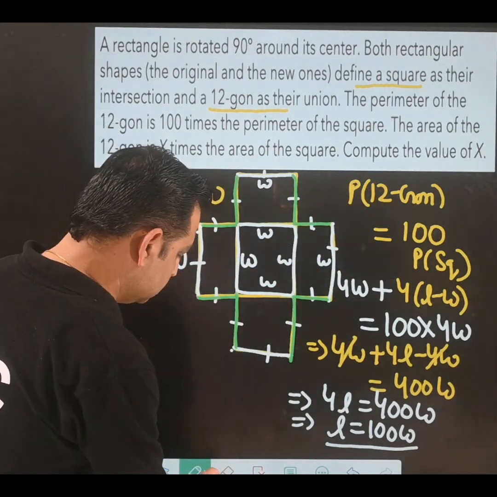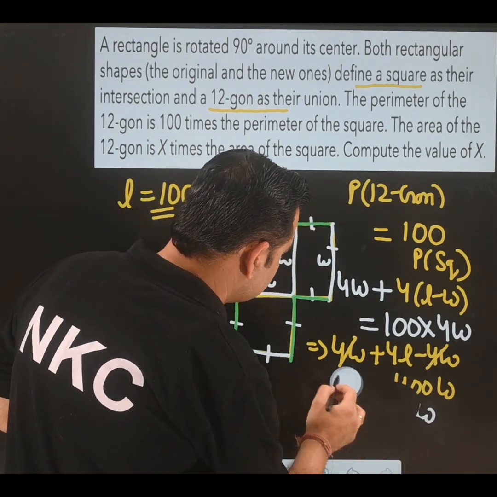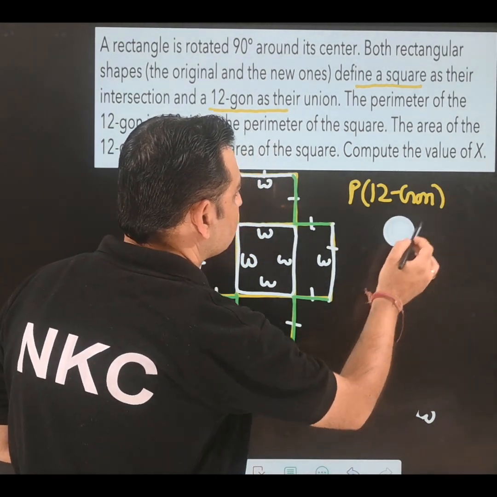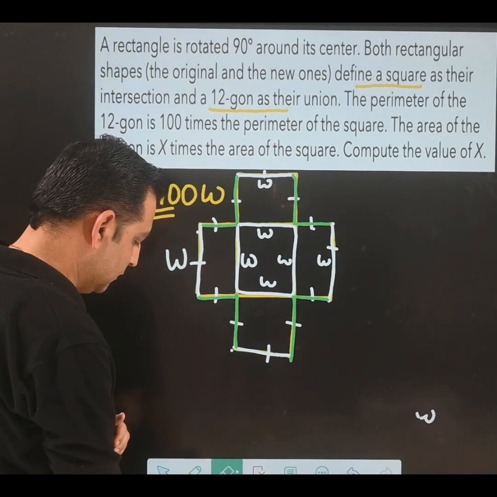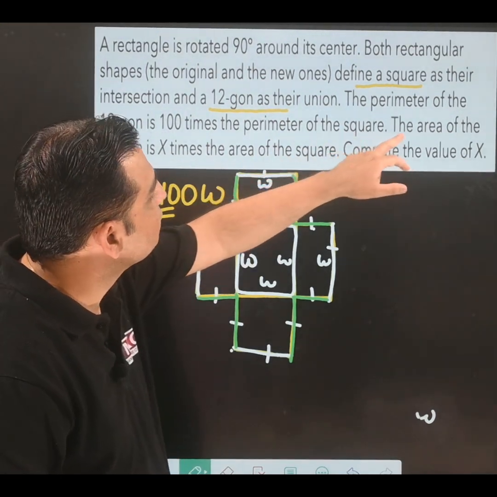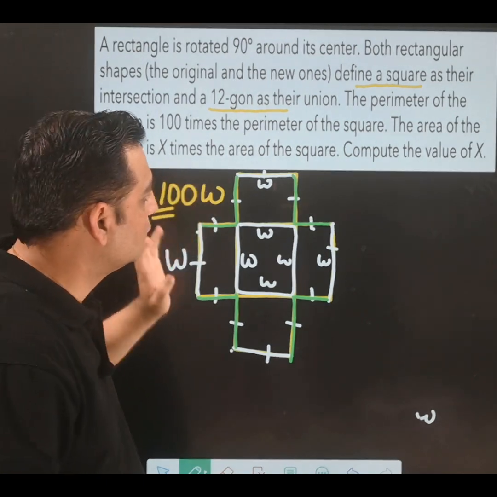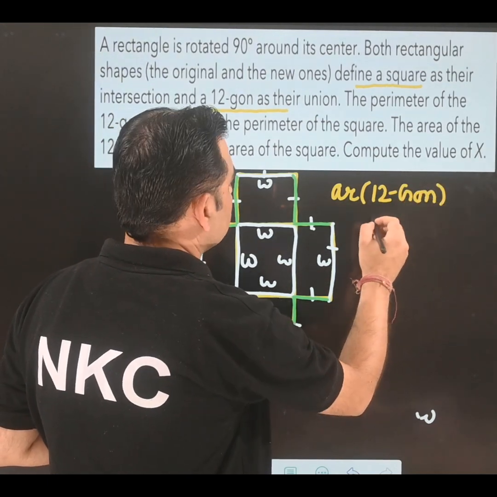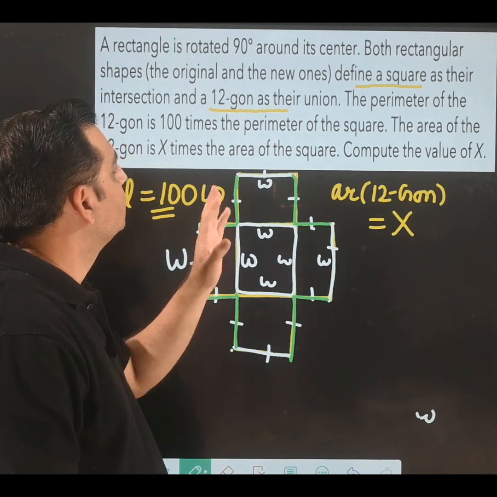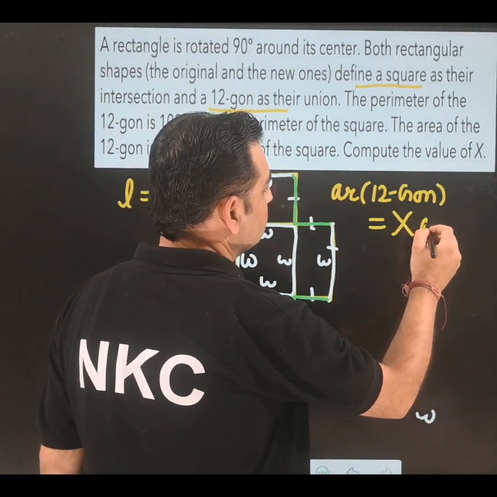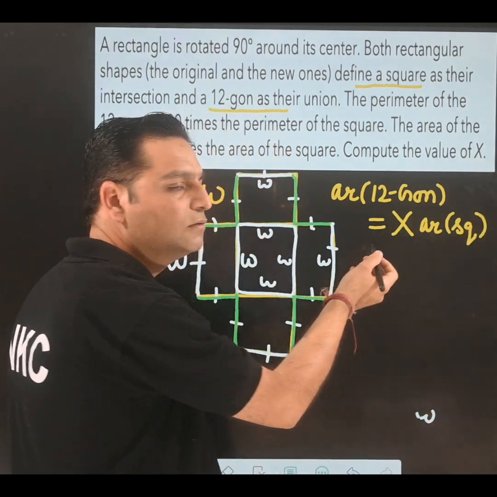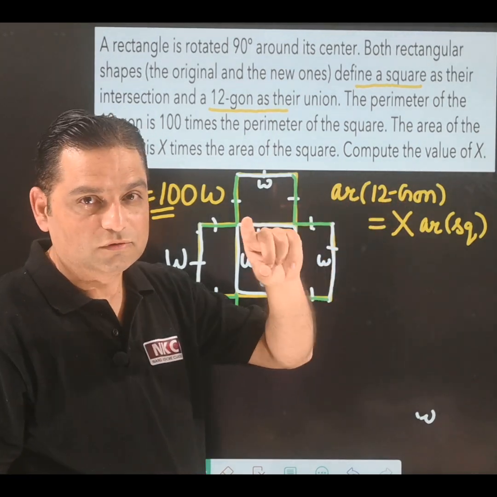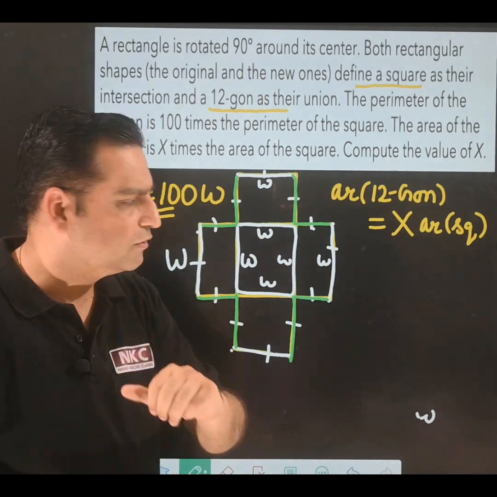Now I need to clean the board so that we can use the space for the next condition which is given. If you check carefully, the next condition is given for area. Next line given is area of 12 gon. I'm writing here: area of 12 gon is x times area of square, and we need to find this value of x. Firstly, area of 12 gon, this is what we need to find. It's not difficult, it will be easy, just have a look.